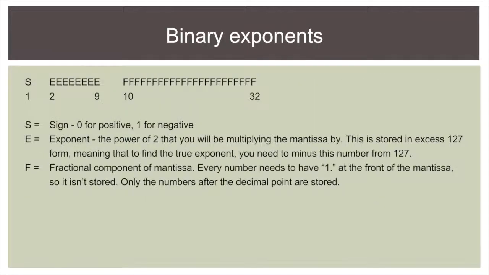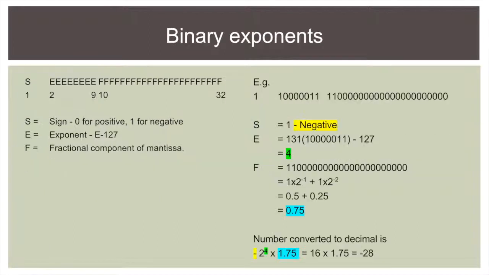Okay, so we assume that the mantissa will always have 1 point at the front of it, and so we don't store that. We only store the stuff after the decimal point. So here's an example of a number I prepared earlier. All right, here's my number here. The first bit's the sign. This is a 1, and this will be a negative. Okay, this bit here, that equates to 131, and so I minus 127 to get 4.